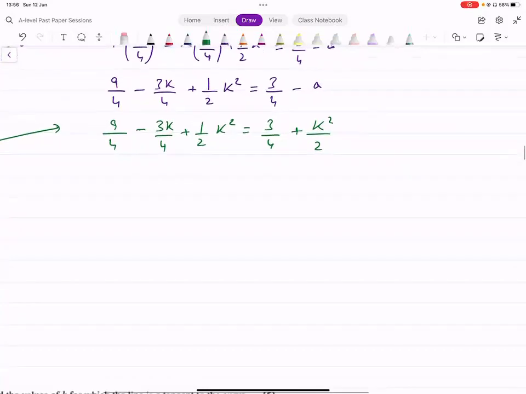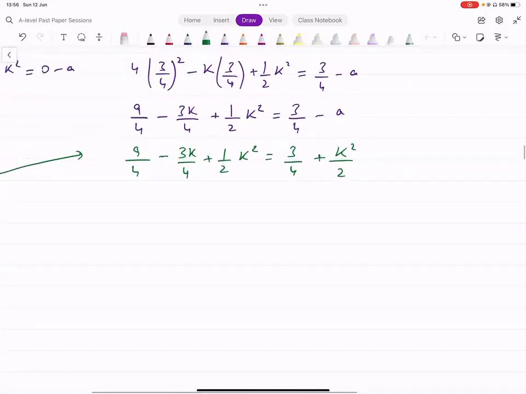It's a quadratic equation, but what helps us here is that this k squared over 2 and this k squared over 2 are going to get cancelled. Why? Because they're both equal, and one will become minus of the other.